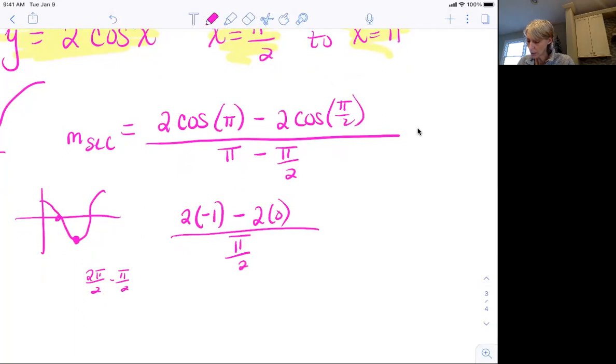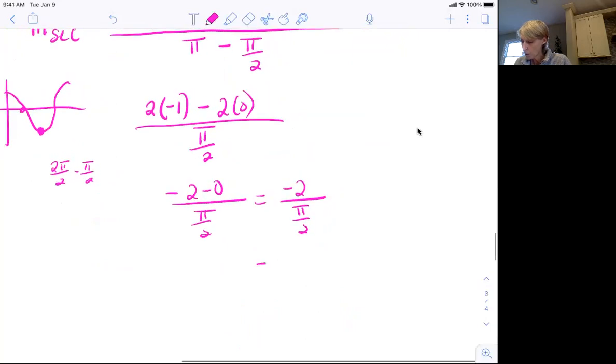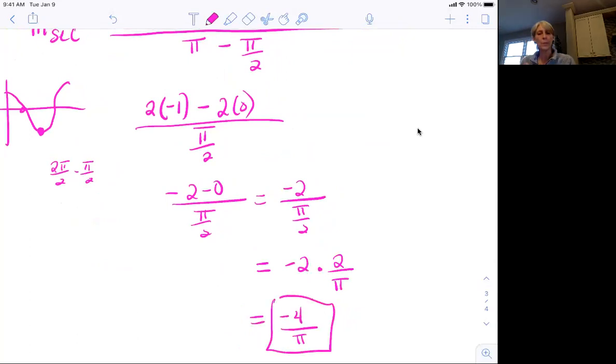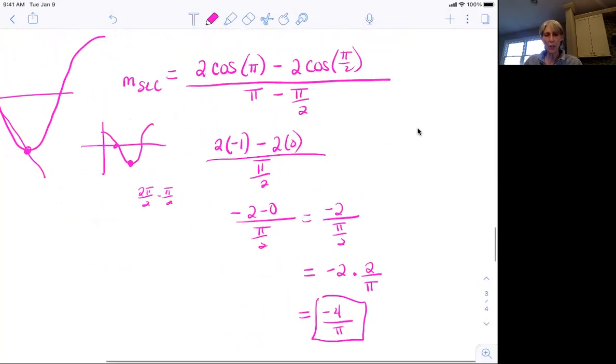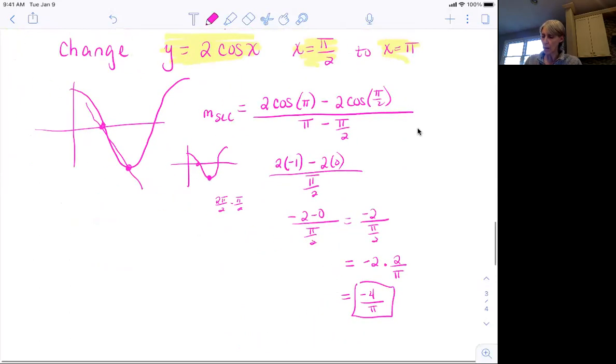And just finish up doing your calculation. -2 minus 0 over pi over 2 is -2 divided by pi over 2, which is -2 times 2 over pi, -4 over pi. So just working through the math and evaluating the function that you need to is really what I want you to try to practice here.